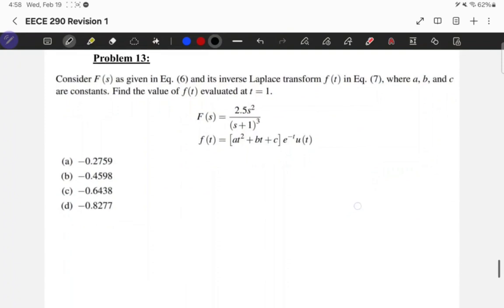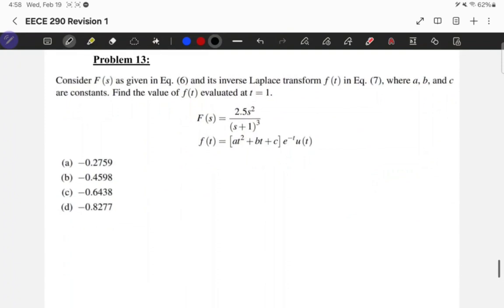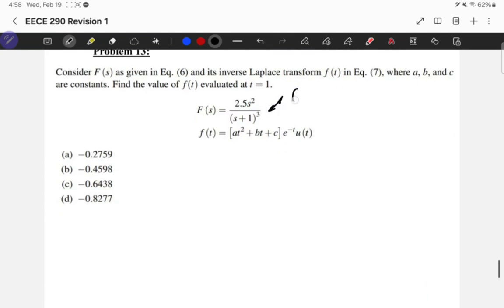Okay. In problem 13, consider f of s as given in equation 6 and its inverse Laplace f of t in equation 7. So this is equation 6. This is equation 7. Where a, b, and c are constants, find the value of f of t evaluated at t equal 1. So I need to do the entire Laplace transform of this f of s.